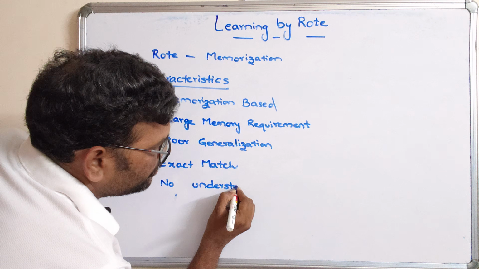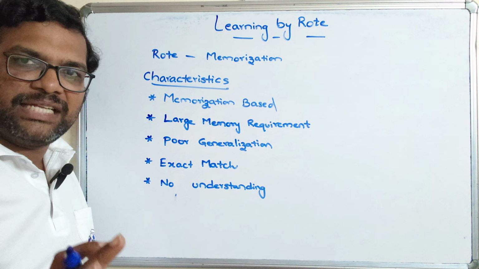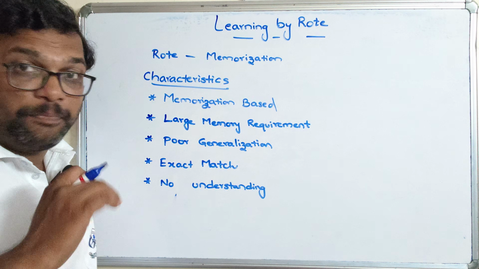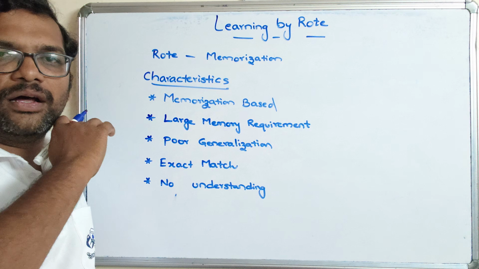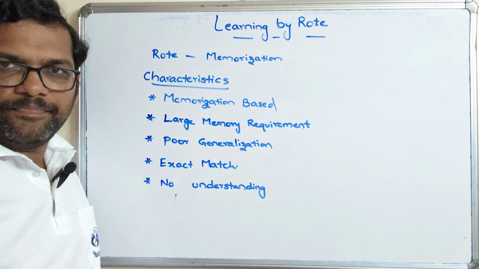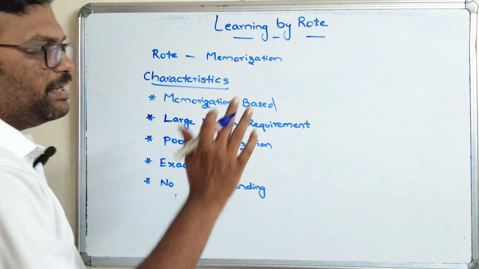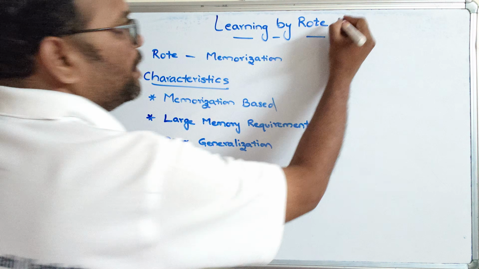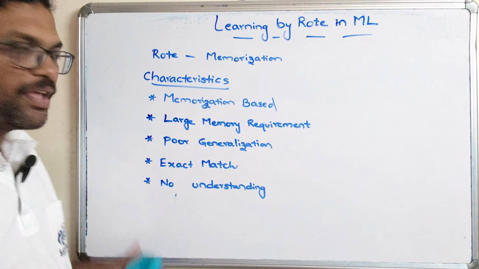No understanding. Apart from the memorized data, it can't analyze, respond to, or predict anything. It will not analyze and it will not know the reason behind the data. Blindly it will check for the exact match. That's it. So these are the different characteristics of learning by rote in ML. ML means machine learning.